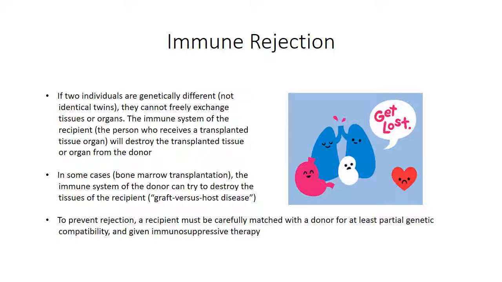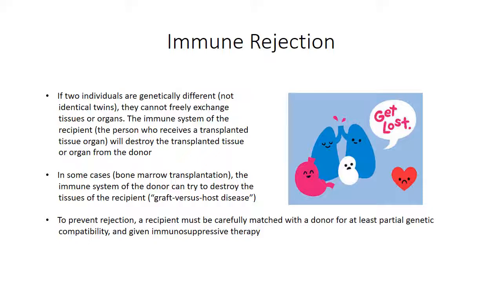But we don't actually have to worry so much about rejection if we carefully match a donor and a recipient. If a donor and a recipient are at least partially genetically matched or compatible, then there is a higher chance of successful transplant. For identical twins, it's a 100% chance of success unless a surgeon cut their artery or something. If the surgery was done right, they will not reject the transplant.